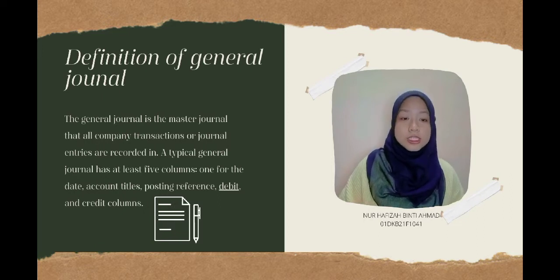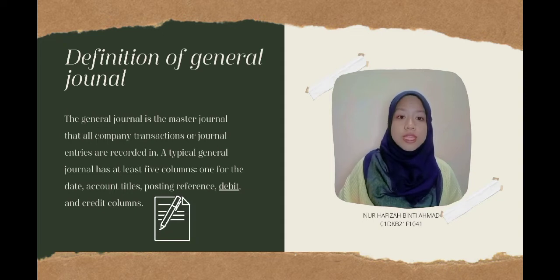Today, I would like to talk about the General Journal. The General Journal is the book in which an entity first records all of its daily financial transactions. It is also called a book of original entries because all of the transactions are recorded in this book before moving to other books.